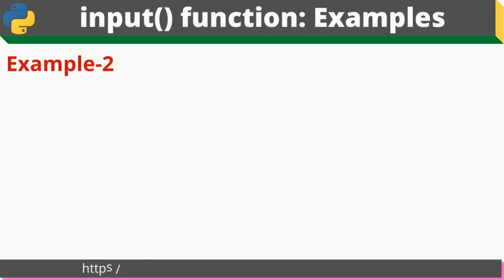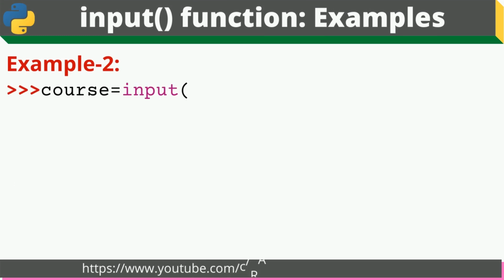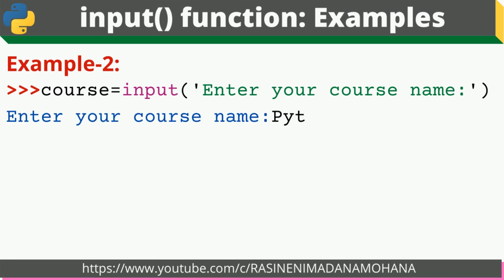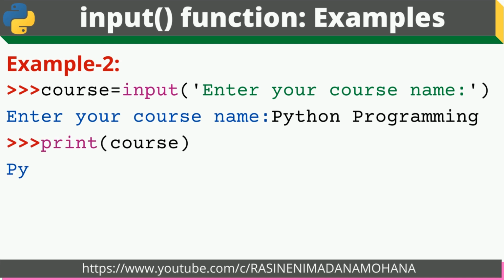Let us see the second example. Suppose you want to enter a course name. The variable name used is course equal to input of enter your course name. Suppose the course name entered is Python programming. Now if you want to see what the course is, you can use the variable name course with a print statement, print of course. Now the Python programming is moved to the variable course, and it displays Python programming as the output.